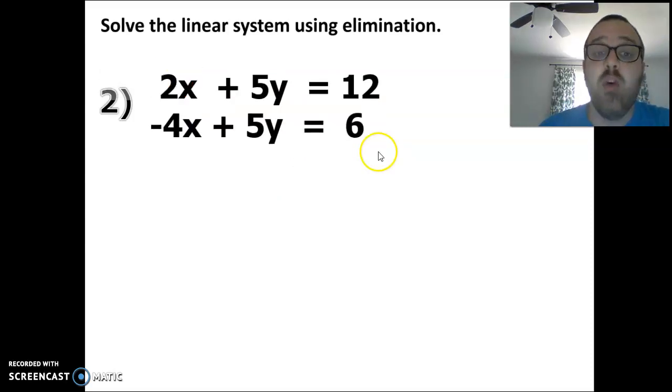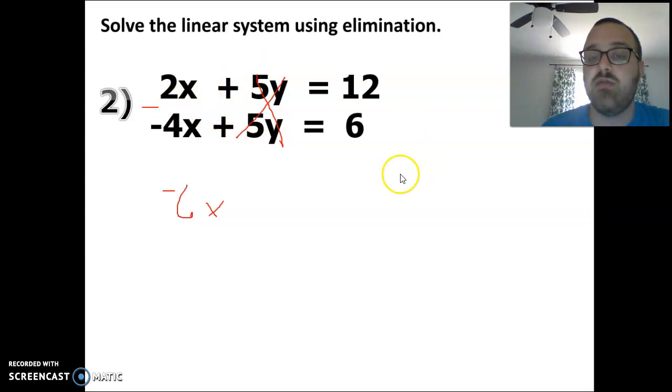Here's another one. Would you want to add these together, or would you want to subtract them? If it was me, I would go ahead and subtract these. So when I look at these two, these are not going to cancel out either way. I'd have to multiply in order to do that, which I could do. But these ones are actually the same number, a 5 and a 5, you notice they're both positive. So if I subtract, 2 minus 4 will be -6x, but 5 minus 5 will cancel and become 0. They have the same sign, so we're going to subtract, and so we'll get -6x equals 6, and I could go ahead on my merry way and solve that.